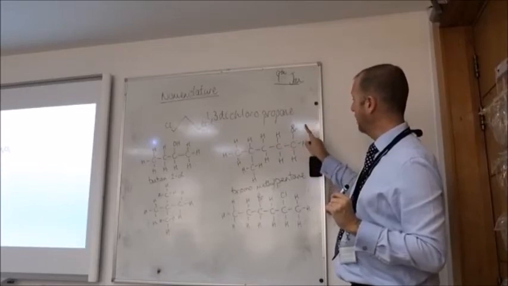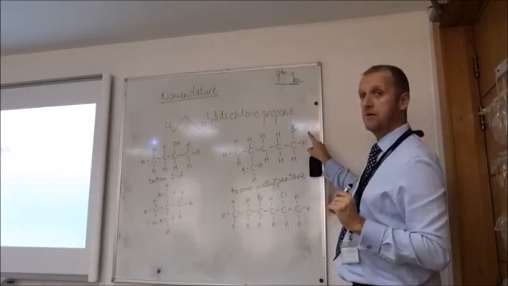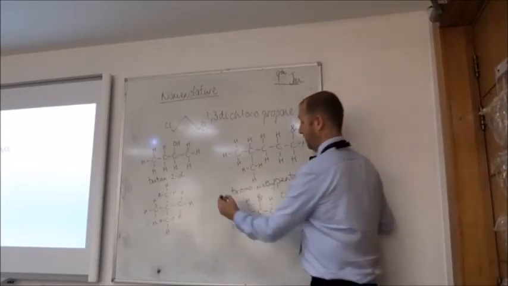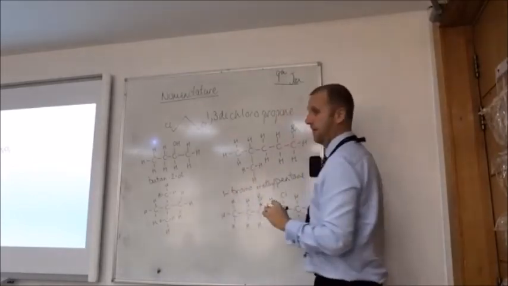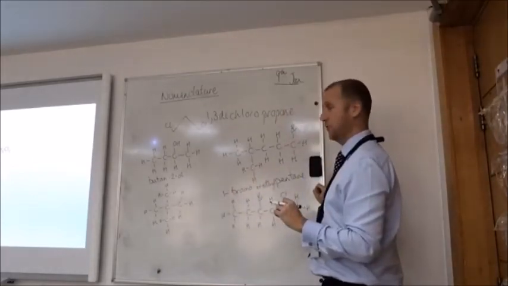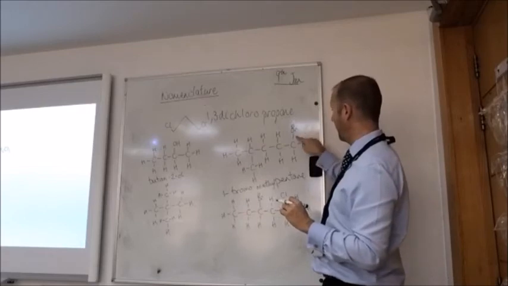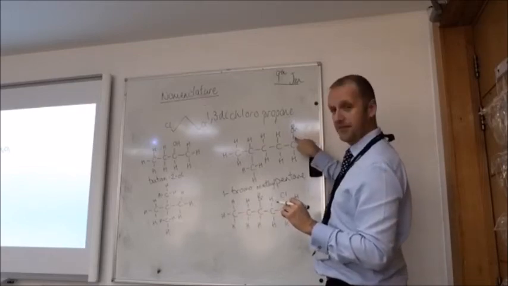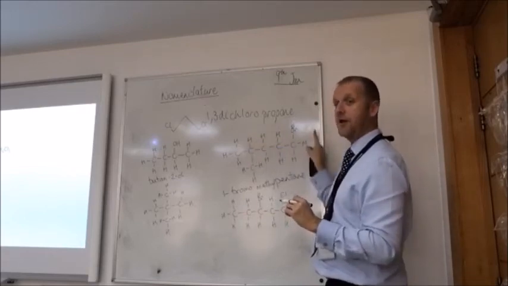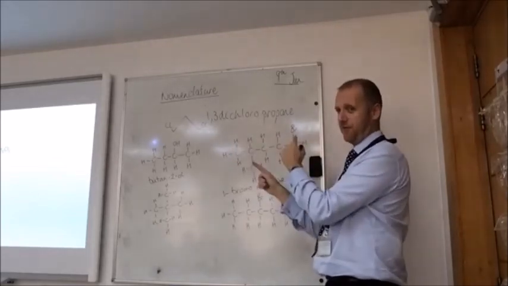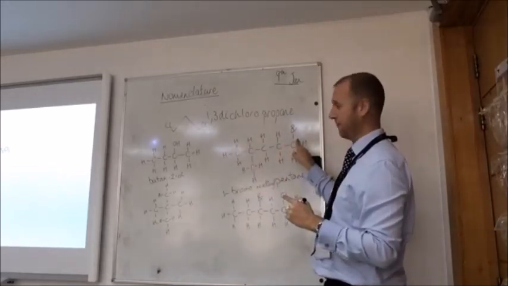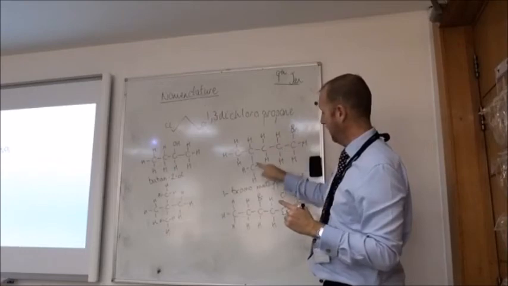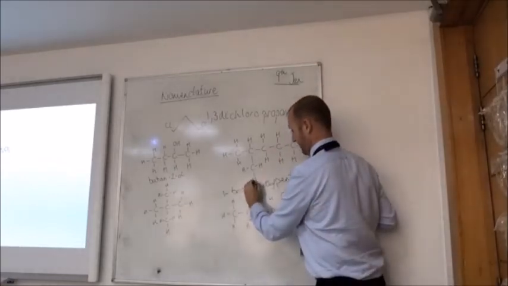Okay. For the bromo, 1. Okay, 1 bromo. And then for the methyl, not 2. If this is 1, then this must be 4. Okay? We can't suddenly switch which end we're numbering from. We always have to go one direction or the other. So this would be 1-bromo-4-methylpentane.